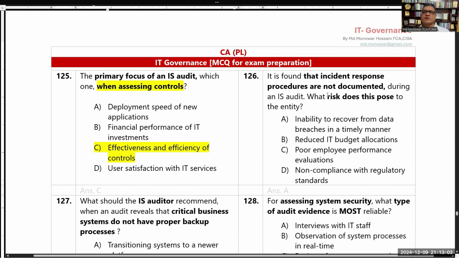It is found that incident response procedures are not documented during the IS audit. What risk does this pose to the entity? This risk is the inability to recover from a data breach in a timely manner. Answer A.